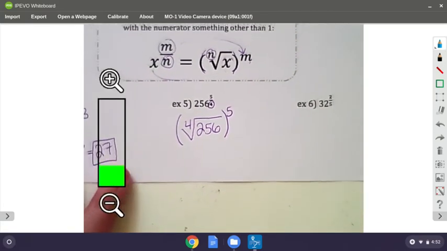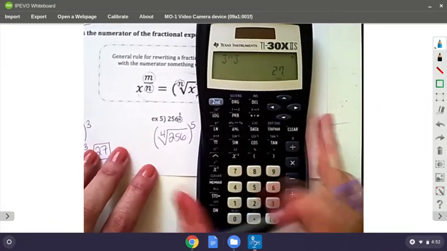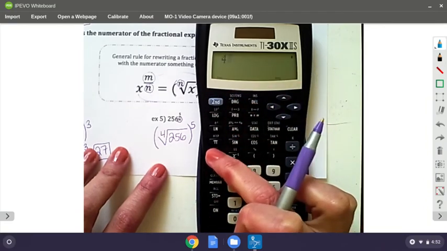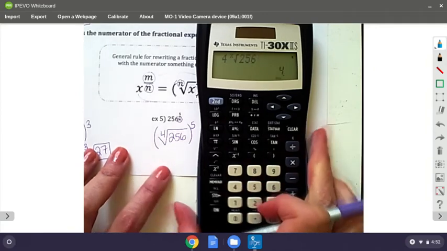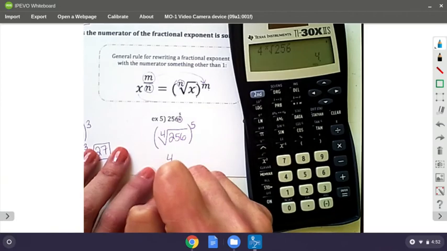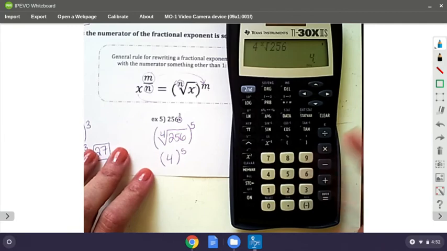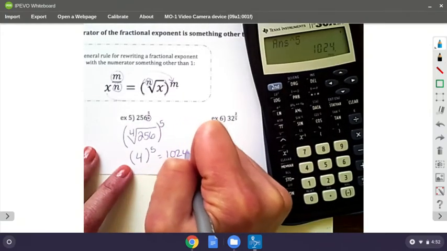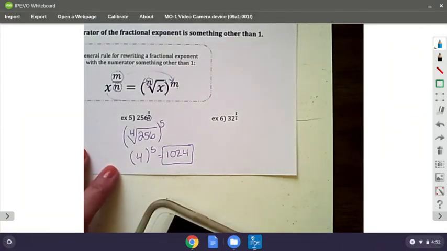Okay, so let me show you how to do it on this calculator. So we want the 4th root of 256. You're going to do 4, and then you're hitting second, and then the up little caret button, 256. So the 4th root of 256 is 4. And then that's to the 5th power. So now I want to take 4 and put 4 to the 5th power, which is 1024.